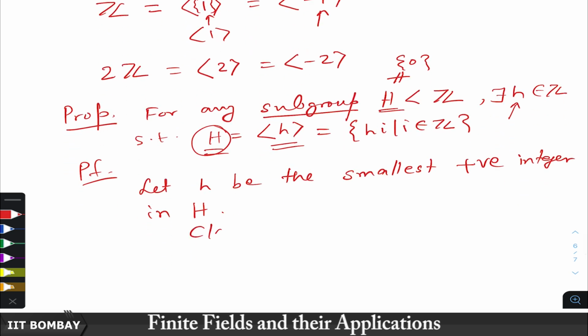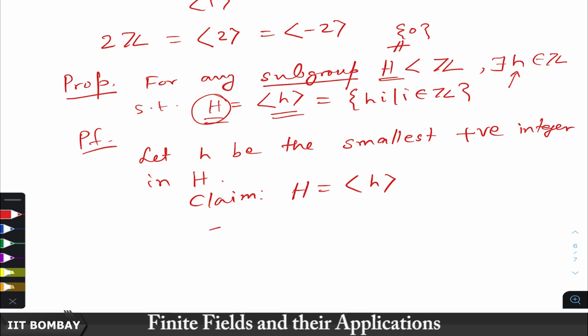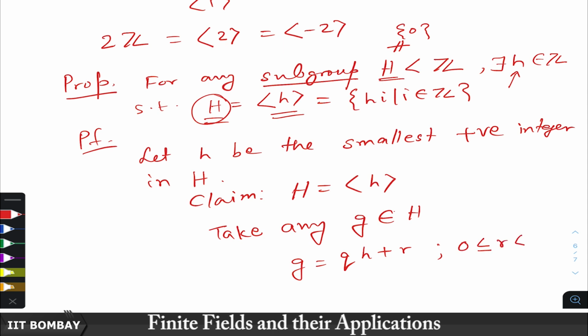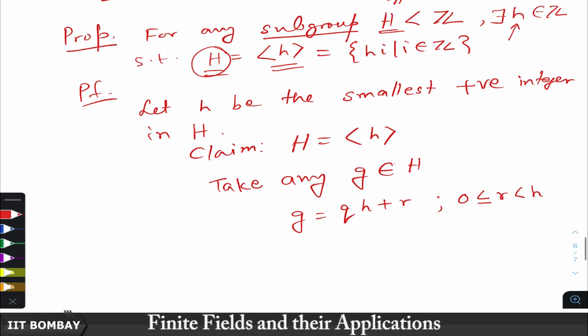Now, the claim is that H can be written as the subgroup generated by h. Why? We will show that if you take any element g in H, it will be a multiple of h. So, what we do is, it is an integer, right. So, g is an integer. So, we divide g by h. So, g can be written as some q times h plus r, where r is the remainder, and the remainder is in the range 0 to h, less than h.